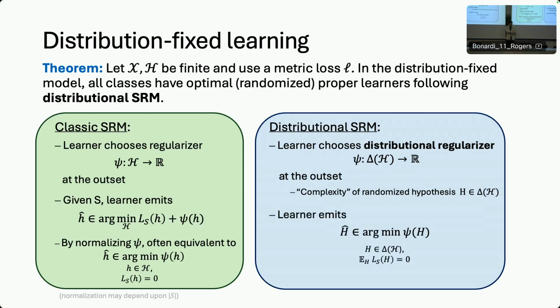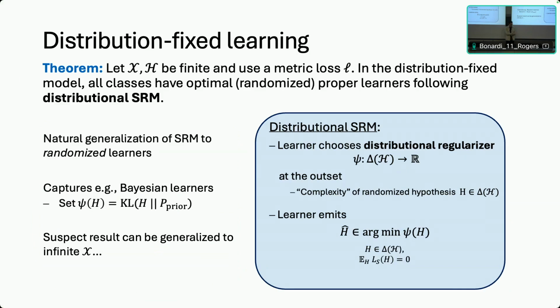Then my learner emits kind of the same thing as in classic SRM, the simplest hypothesis that has perfect sample performance. Just to drive the point home a little bit, it's really the same recipe as classic SRM. I'm just taking the convex hull of my class. So this is really the natural generalization of SRM to randomized learners. This captures, for instance, Bayesian learners by, once I have a prior, taking my regularizer to be KL divergence. It's not too hard to see you get a Bayes update.